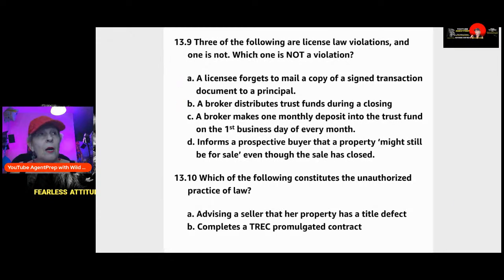Three of the following are license law violations. Okay, three are violations and one is not. Which one is not a violation? Okay, again, which one is not a violation?